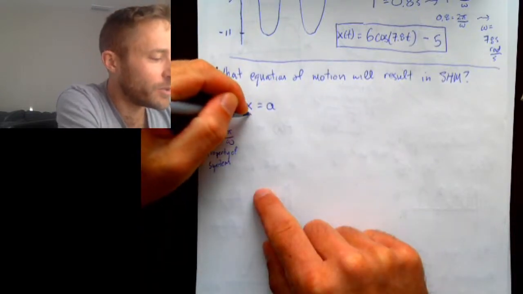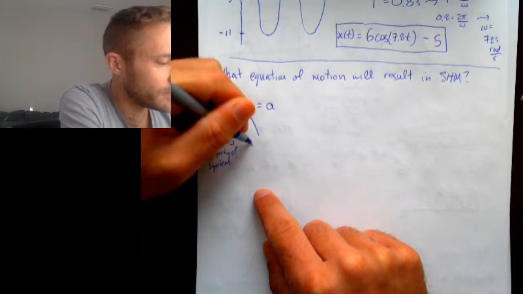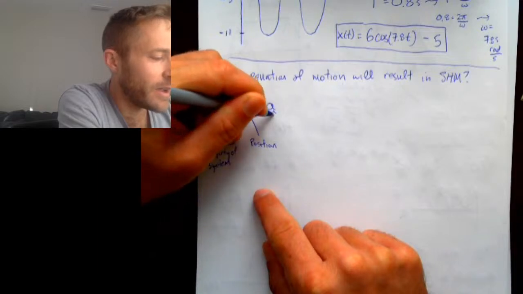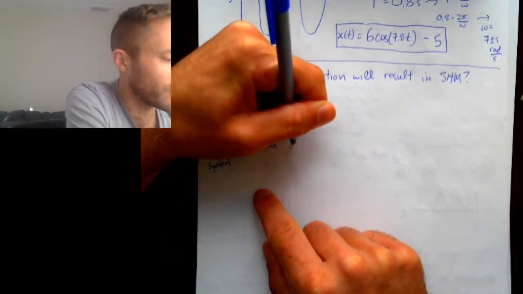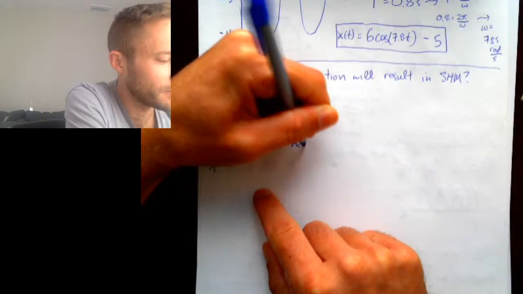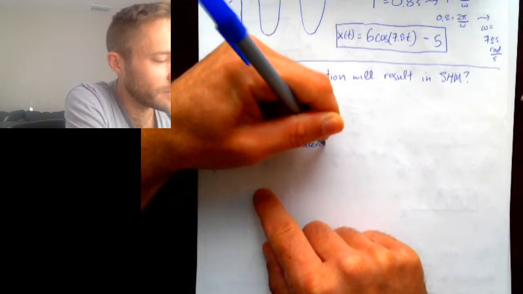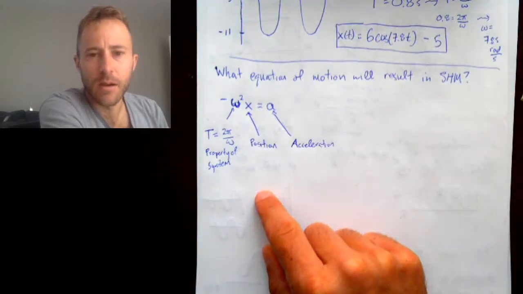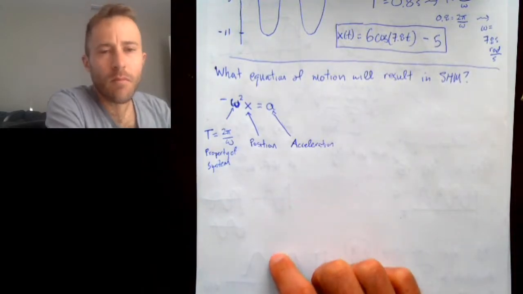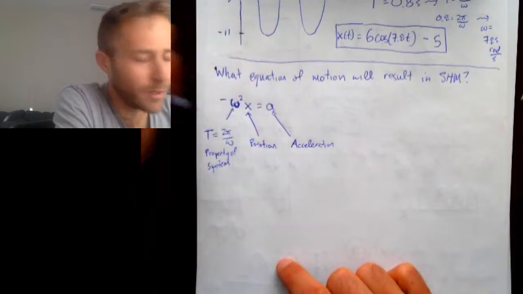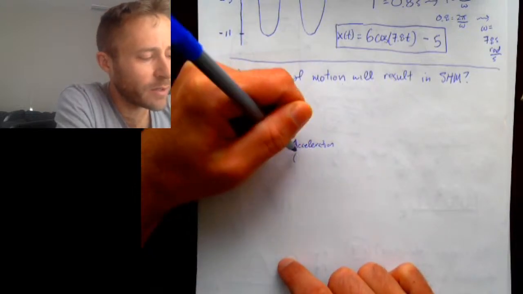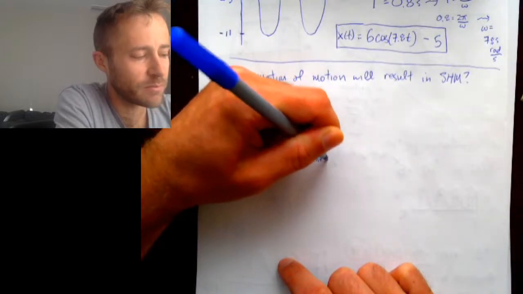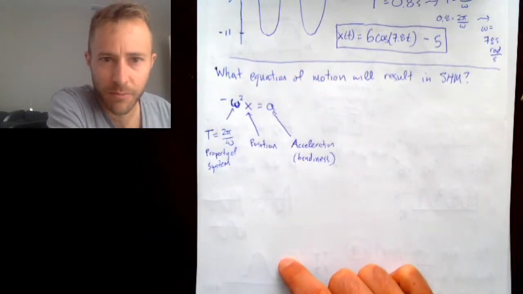x is the position, and a is the acceleration. Okay. And so just to remind you, in a position time graph, acceleration is the bendiness of the graph. Okay.